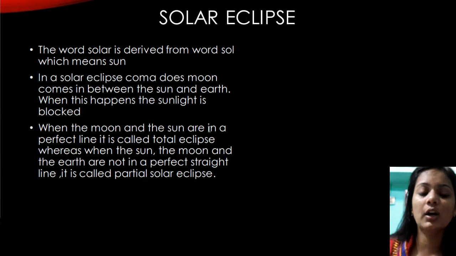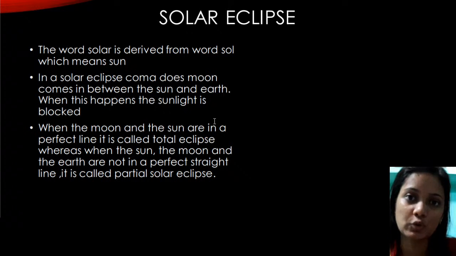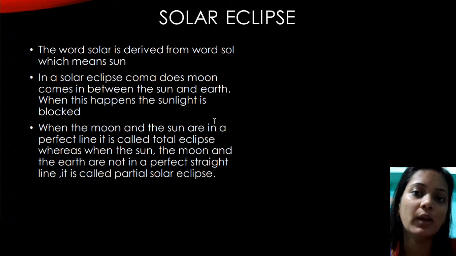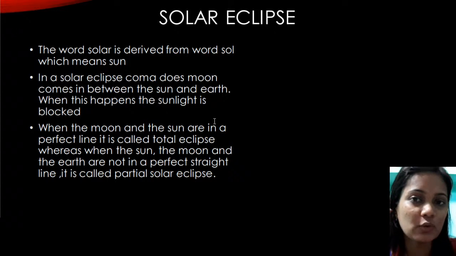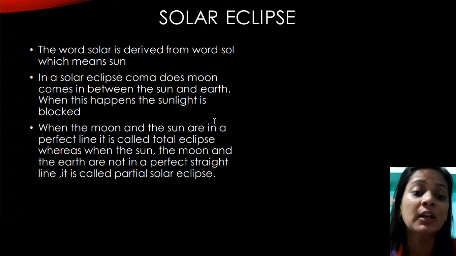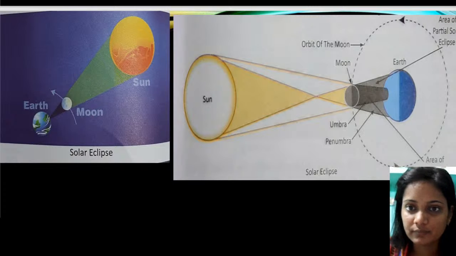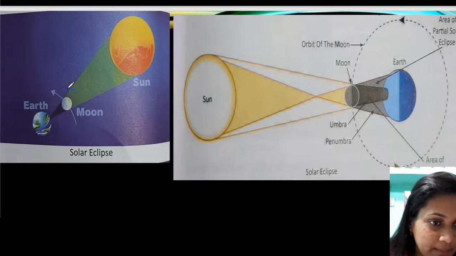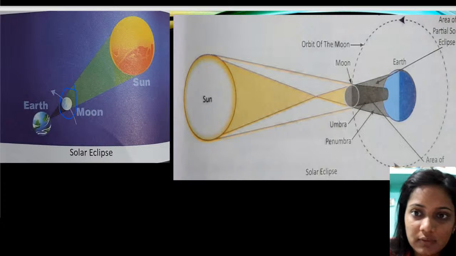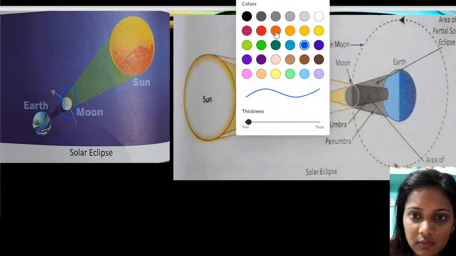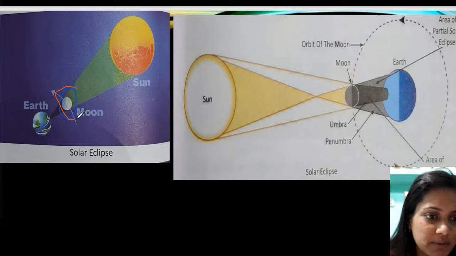Then we are looking here at the solar eclipse. As I told you, the word solar means sun, because if you see the word written SOLAR, the word SOL means sun. And in solar eclipse, the moon comes, I'm showing you the picture. You can see the moon comes between the earth and the sun.